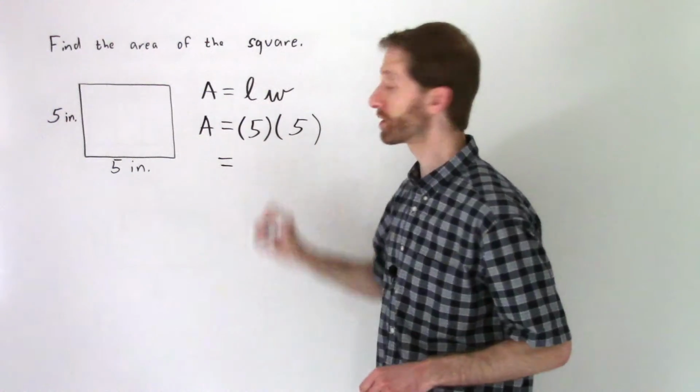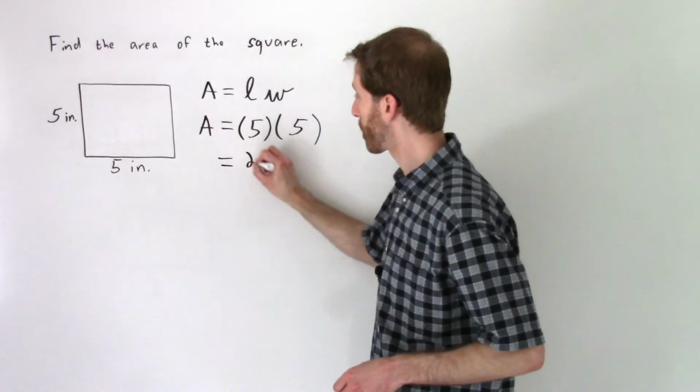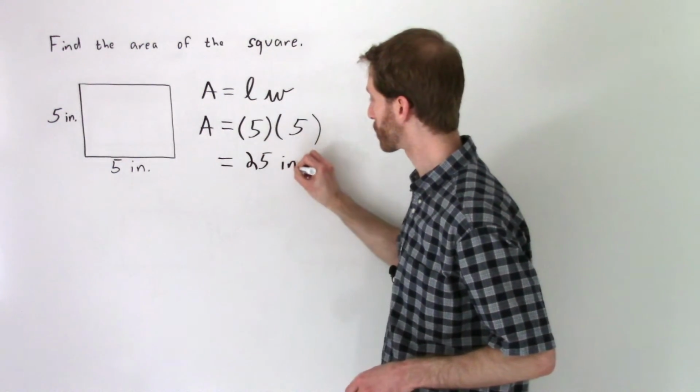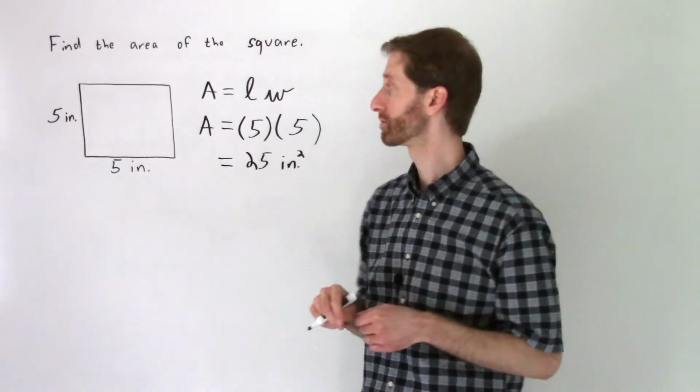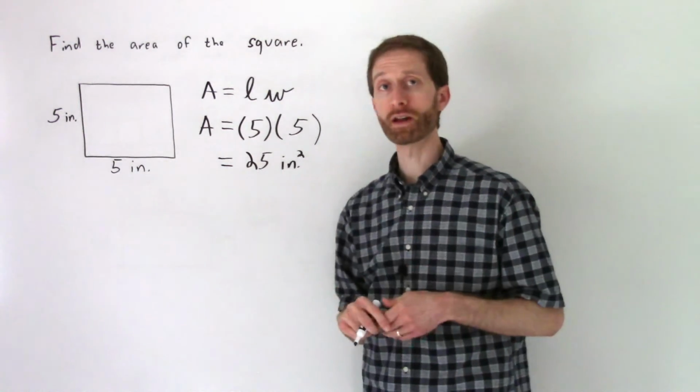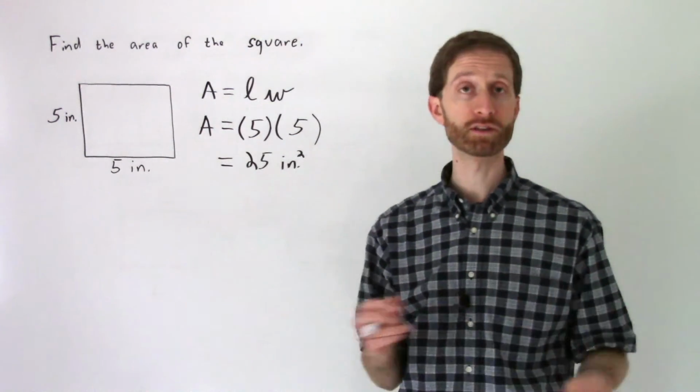5 times 5 is equal to 25. And of course, do not forget your units. We have square inches because we have 25 square inch blocks. Now, that's one way of finding the area of a square, literally thinking of it as a rectangle.